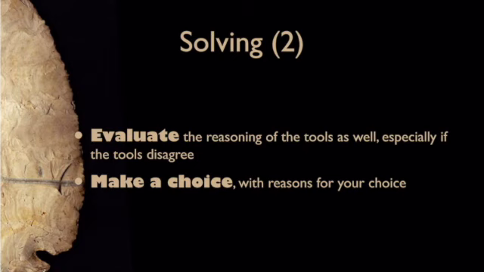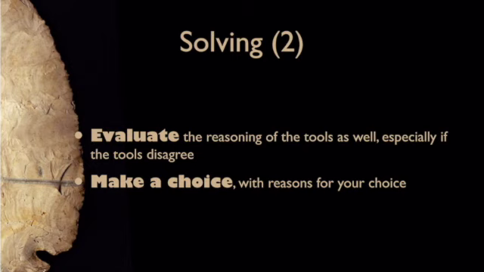You also want to evaluate the reasoning of the tools as well, especially if the tools disagree. And so there might be an issue where two commentaries disagree with one another. Well, there might be some type of bias that one commentary has, or they might have a kind of theological axe that they need to grind. And so you have to account for that as well. And then finally, once you've listed out all the options and all the reasons for those options, or the pros and cons for each option, you just need to make a choice. And I tend to think in terms of a grade.